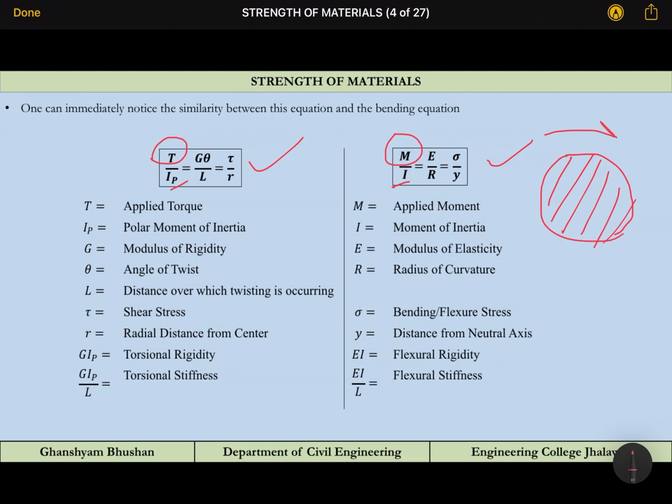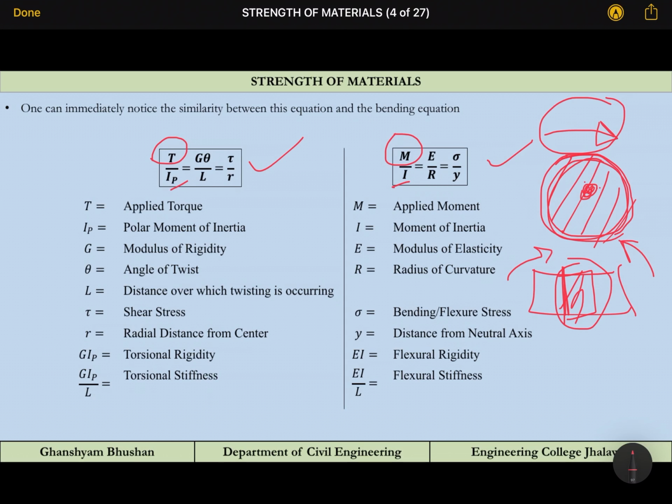So here you can see if this is the torque, this cross section is going to resist this torque. It will not allow this torque to deform it. So that is why the moment of inertia about this axis, about this surface is coming into picture, while in bending it was along this axis. Okay, so this was the deformed section due to the externally applied moment. That is why the moment of inertia about that particular axis was coming into picture.